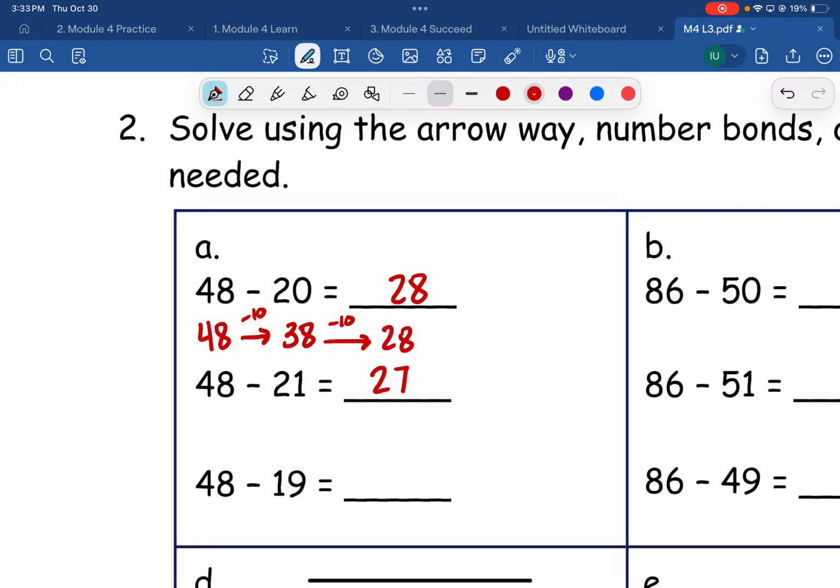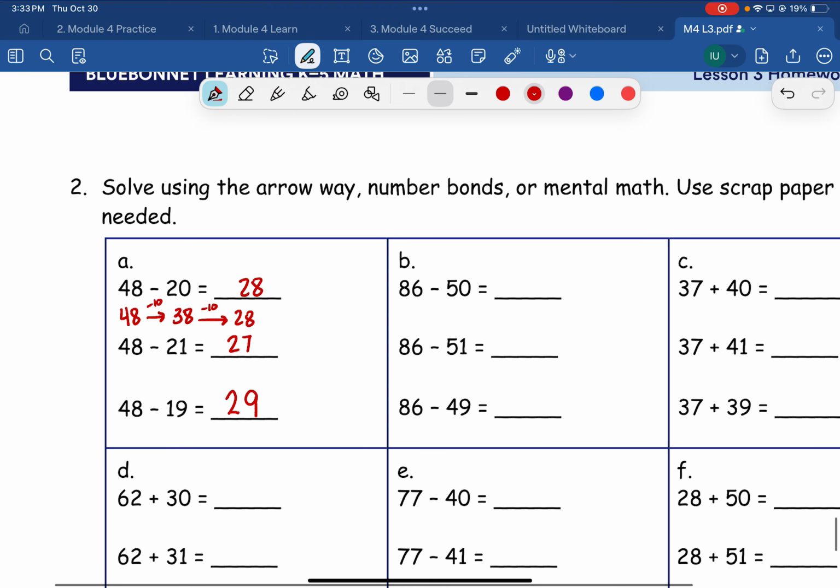If you look at the next one, we're not doing 48 minus 20 now. We're doing 48 minus 19. So that's actually one less than 20. So your answer is going to be one more than 28, which is 29.